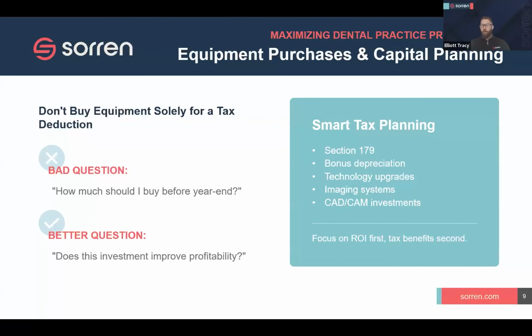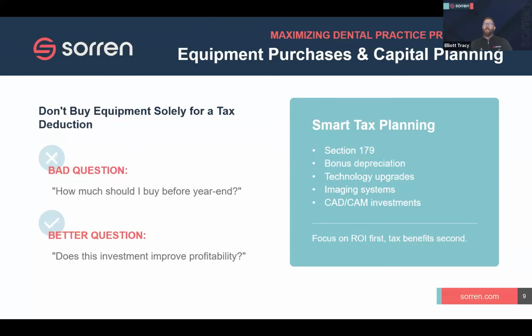So different things can happen there, but at the end of the day, they can have the same result in terms of a reduction to income. But we really want to be smart with this. And so when I hear this specific question, and I do hear it, how much should I buy before the end of the year? I will always come back and say, do you need anything? Is there anything that's going to make you more profitable, more efficient, or make the practice better? That is a better question. That is a question of we're making an investment instead of just letting the tax tail wag the dog.